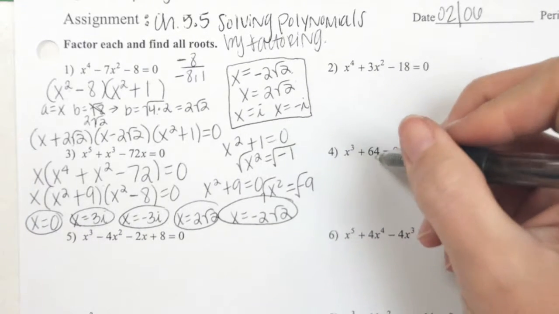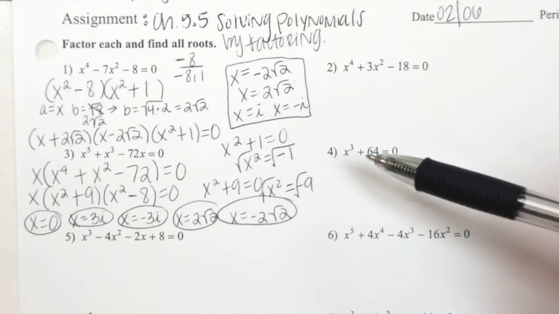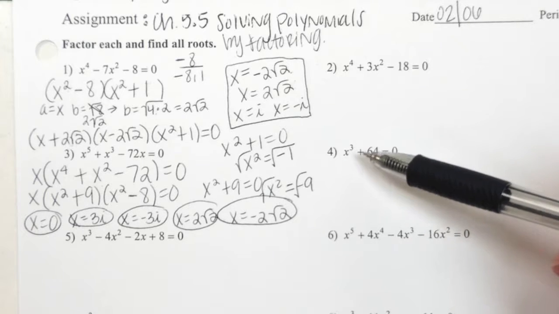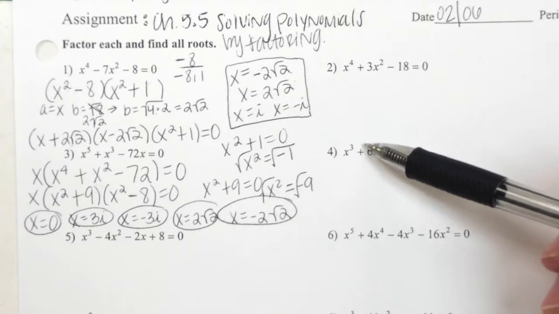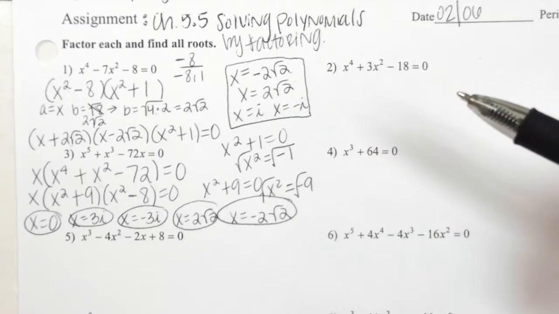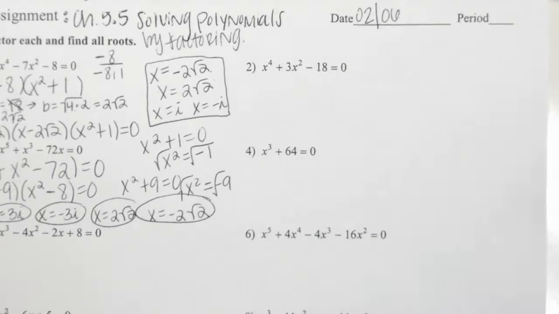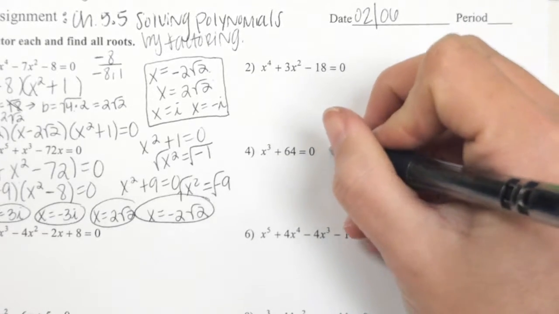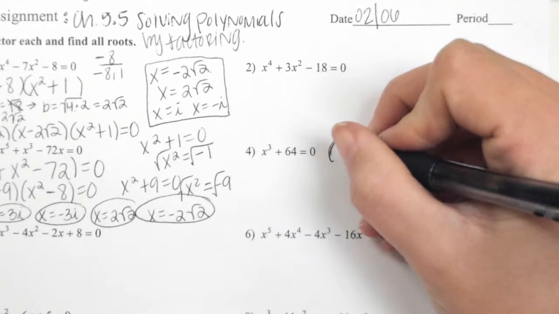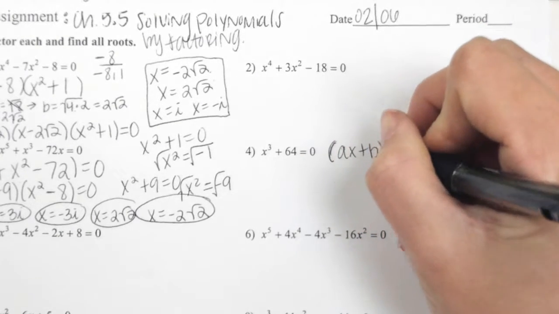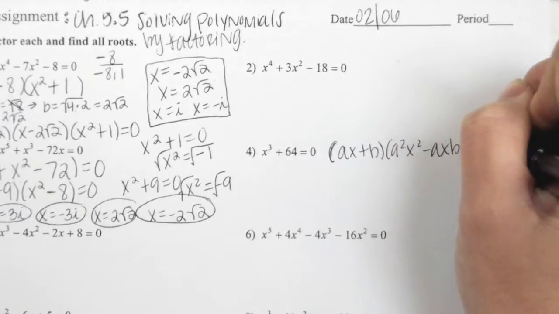Alright, next one I'm going to do is this one. It has 2 terms, so it's either going to be difference of squares, which we know it can't be because it has a plus sign and there's no square. It could be difference of cubes. Again, we know it's not because it has a plus sign, so it's sum of cubes. Alright, the formula for sum of cubes is over here. I'm going to write it down, even though you should be pretty much memorizing it by now. So that's going to be (ax plus b)(a squared x squared minus axb plus b squared).